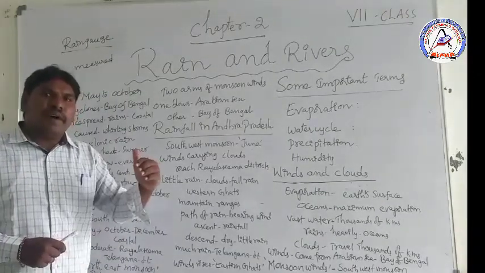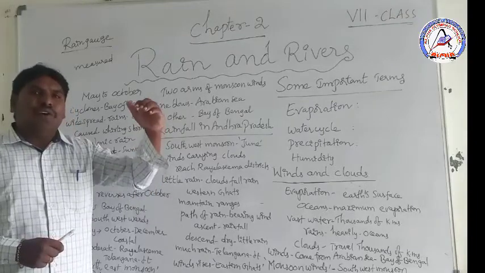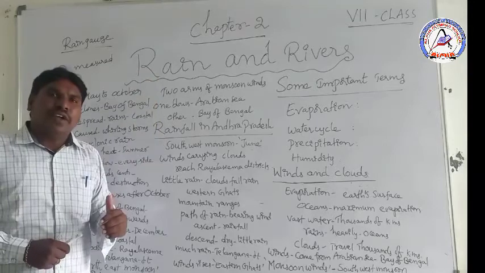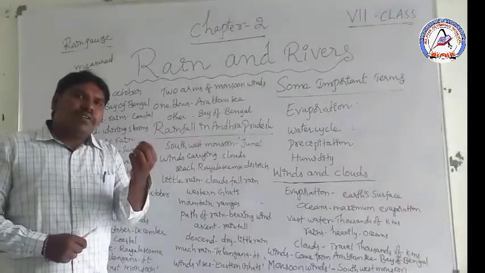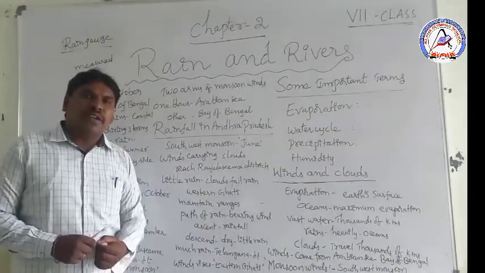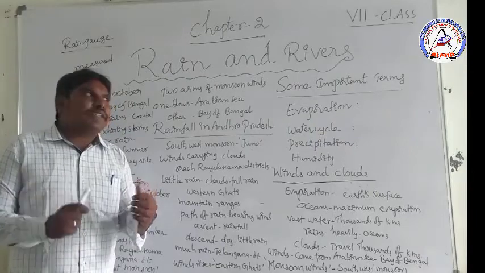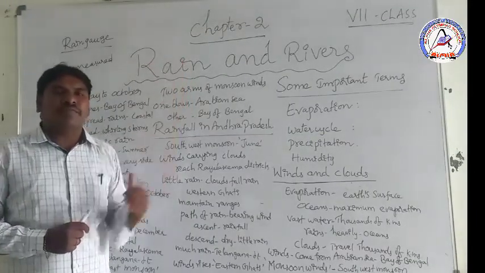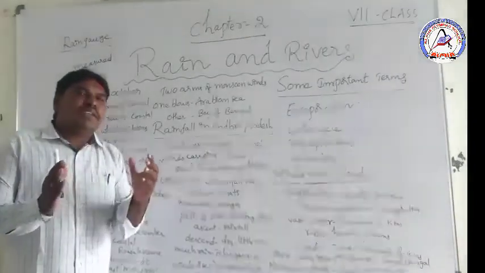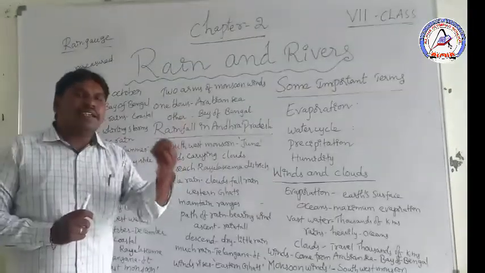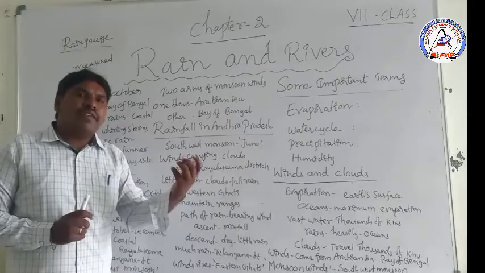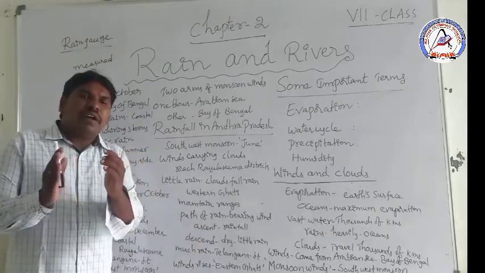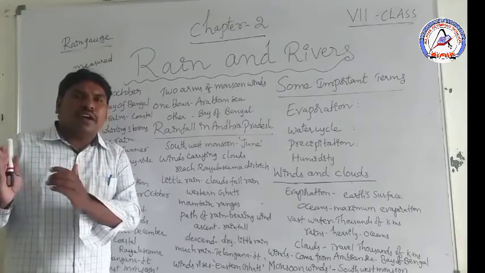The water vapor, when it goes to a high level, upwards in the sky, becomes tiny water droplets. When these tiny water droplets mix with dust and smoke, they gradually increase in size, and the bigger water droplets form clouds.